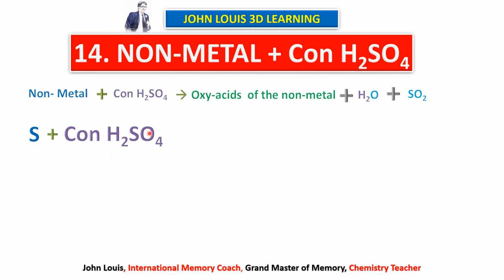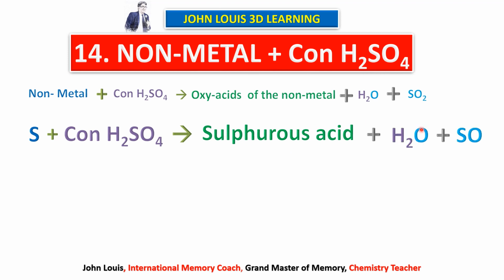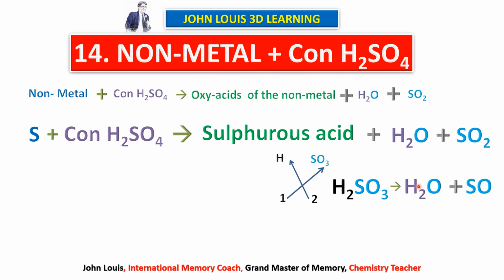So this sulfur is oxidized to sulfurous acid. Sulfurous acid, that is H2SO3, plus H2O plus SO2. What is the formula of sulfurous acid? H valency 1, SO3 valency 2. If you interchange, you will get H2SO3. We know this is unstable. It decomposes to water and sulfur dioxide. Sulfur dioxide is already one of the products. Therefore, this is converted into H2O plus SO2. Already these are the products. Therefore, here only two products you will get.